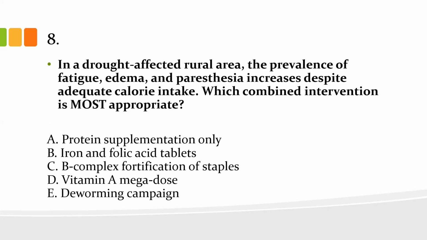The eighth MCQ is, in a drought-affected rural area, the prevalence of fatigue, edema, and paresthesia increased despite an adequate calorie intake. Which combined intervention is most appropriate? A, protein supplementation only, B, iron and folic acid tablets, C, B complex fortification of staples, D, vitamin A megadose, E, deworming campaign. The right answer is C again. Fatigue, edema, and paresthesia are hinting towards B complex deficiency.